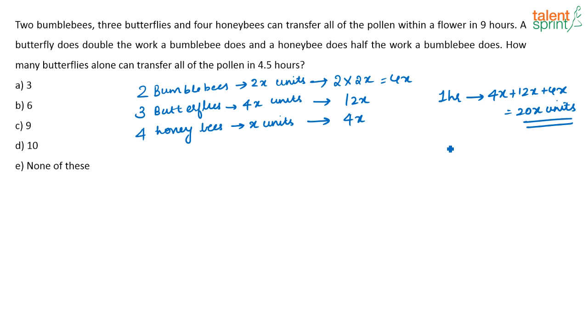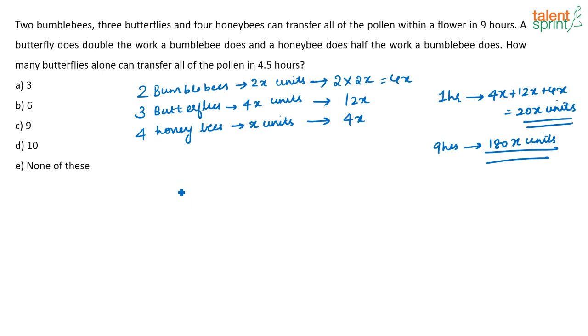Now, how many hours are they working to transfer all of the pollen? They are working totally for 9 hours, so in 9 hours, 9 into 20x, that is 180x units of work is completed. Or I can say that the total work that has to be completed in 9 hours is 180x units. What is the question now? How many butterflies alone can transfer all of the pollen in 4.5 hours?